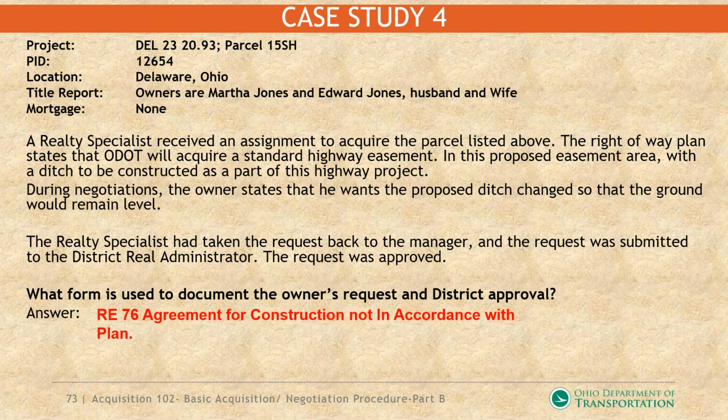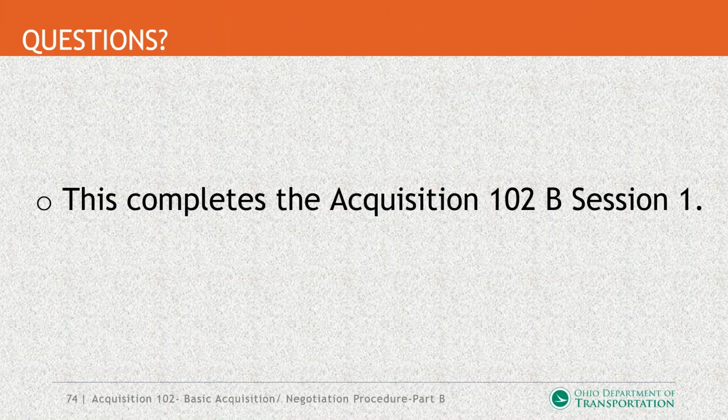Quick reminder on the Re76: no additional compensation would be due to the property owner from a request that was granted by a property owner. The property owner requests it, and they get no additional compensation if the take has to increase. So that is the Re76 agreement for removal, and that is all.